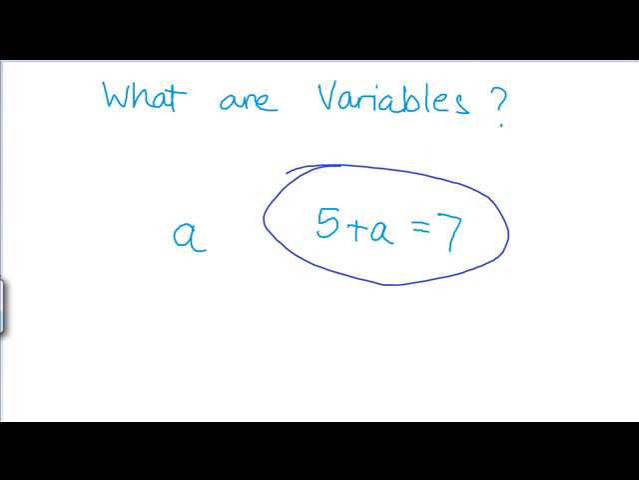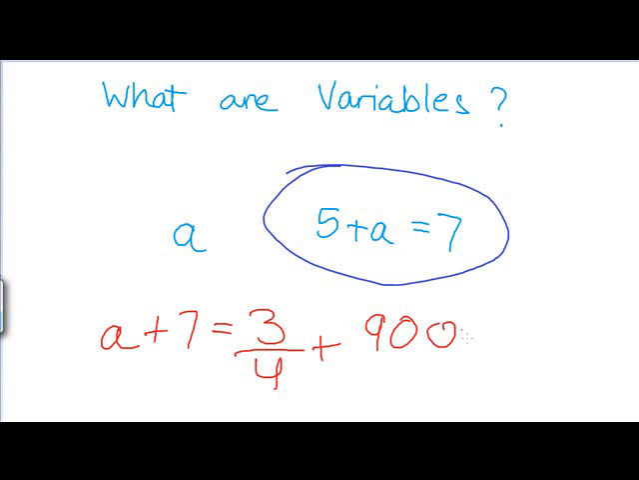But anyway, variables are used in simple equations, and they can go all the way to very complex equations. They can go all the way to something like a plus 7 equals 3 divided by 4 plus 900,571 divided by 2. Yeah, it could go to something like that. But variables, no matter what, are always used to stand for some unknown value that you don't really know unless you solve this. So let's do a simple equation with this.